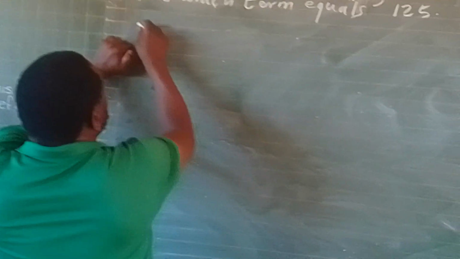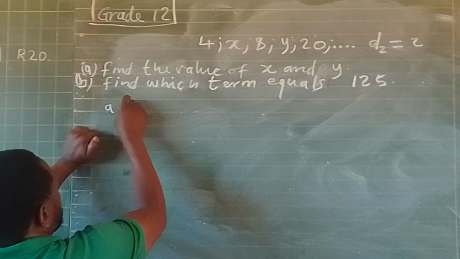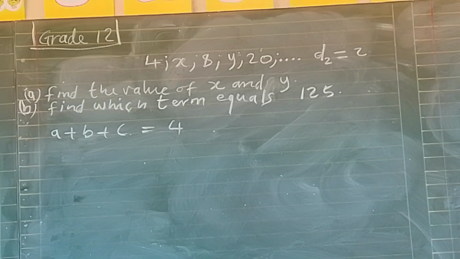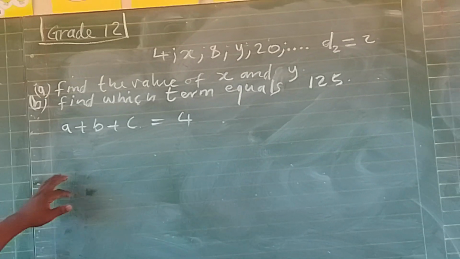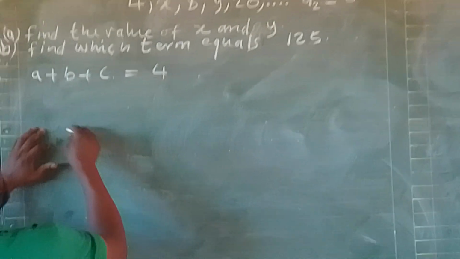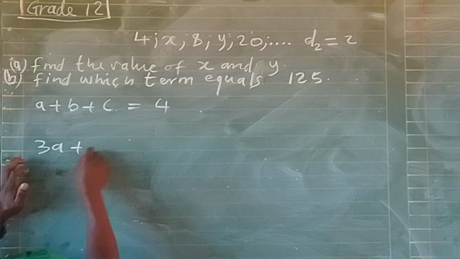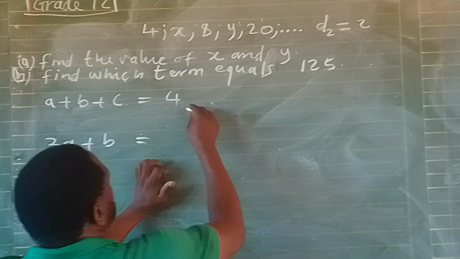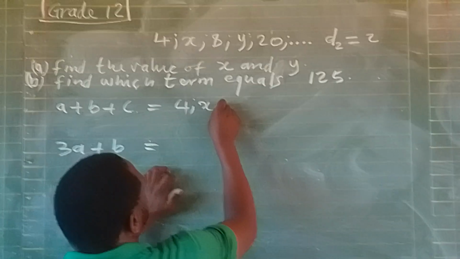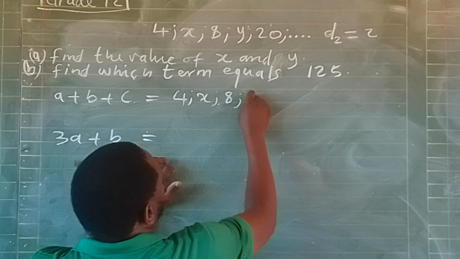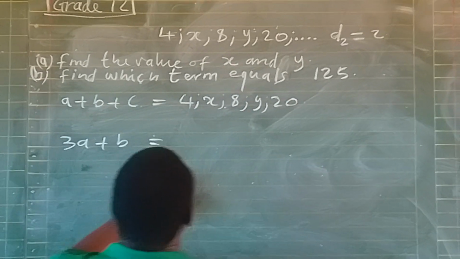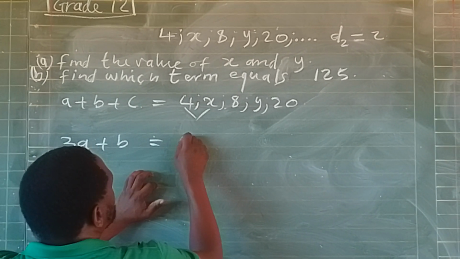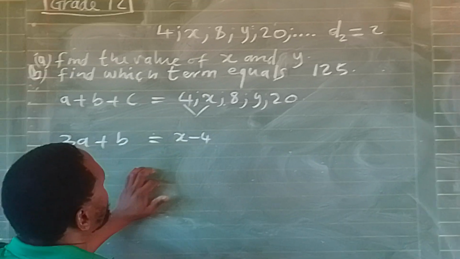Right. Here we are going to work a little bit more complicated. So we start by saying a plus b plus c is equal to 4, because we were given that this is a quadratic pattern. The second one is going to be 3a plus b, which will be equal to the first difference. For 4, x, 8, y, 20, the first difference here is going to be x minus 4.